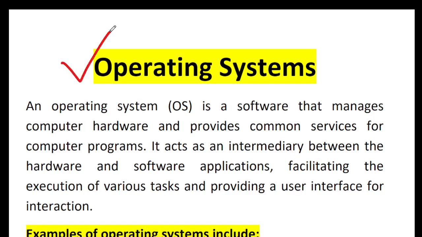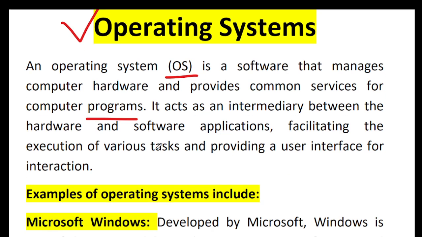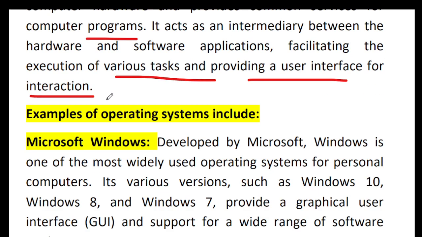Today we will discuss operating systems. An operating system, which is also called OS for short, is software that manages computer hardware and provides common services for computer programs. It acts as an intermediary between the hardware and software applications, facilitating the execution of various tasks and providing a user interface for different interactions.